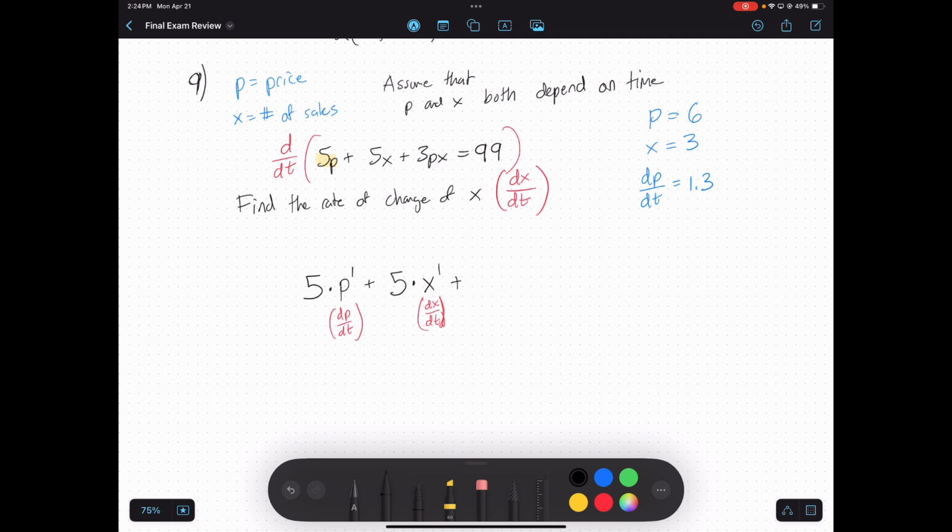They're both, yeah, fair. They have that shared coefficient of 3. What are we assuming about p and x, though? They're both functions of time. Therefore, what do I need to use? Product rule. I need to use product rule here, because both p and x are functions. So I need to use product rule.